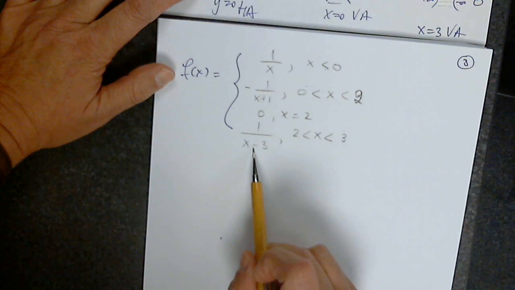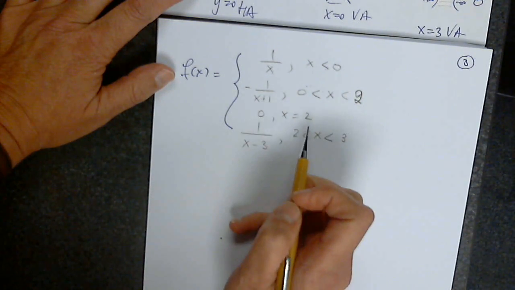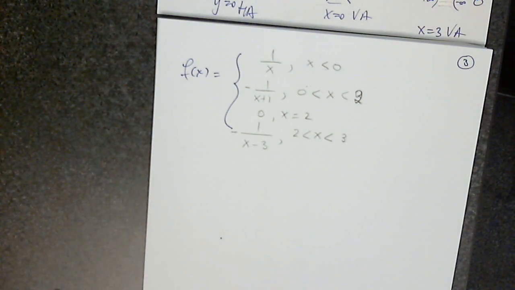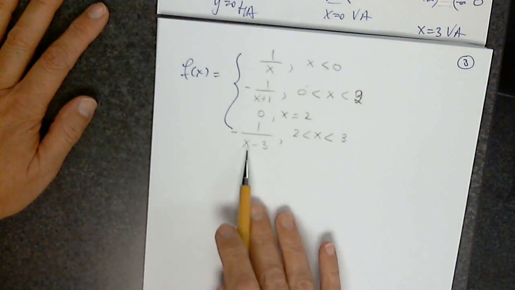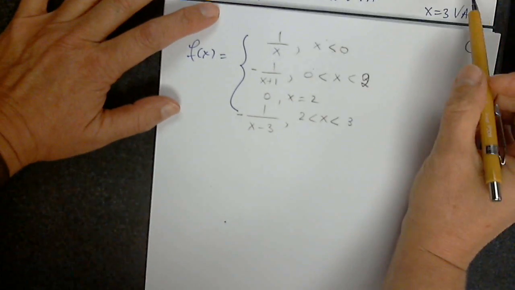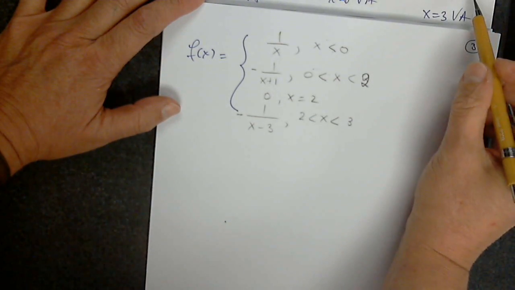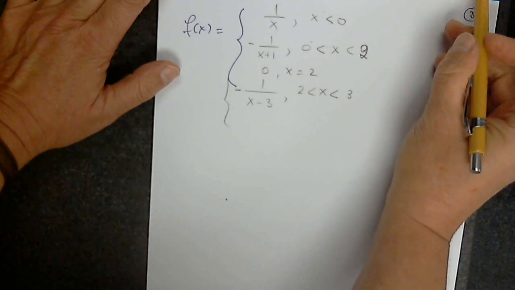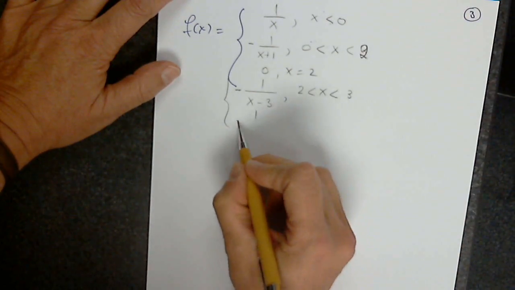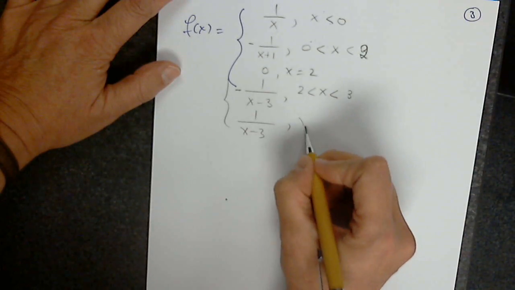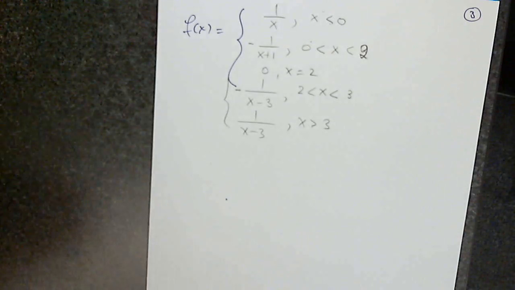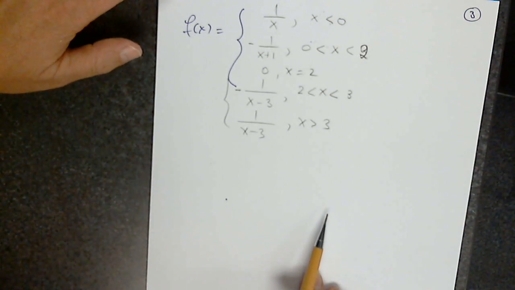So 3 from the left and positive infinity. Okay, so 3 from the left will be 2.9. Yep, that's good. Undefined at 3. And on the other side, I want 0 here, and I want, yes, 1 over x minus 3 as x is greater than 3. Okay, let's give it a shot one more time.